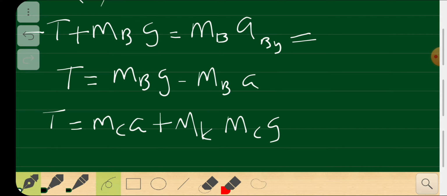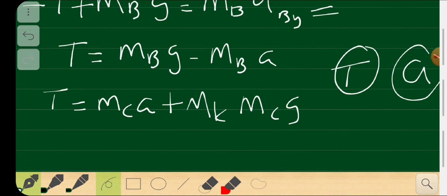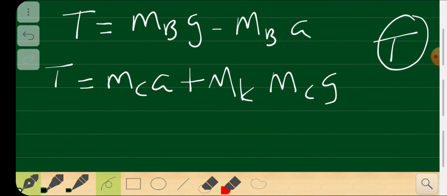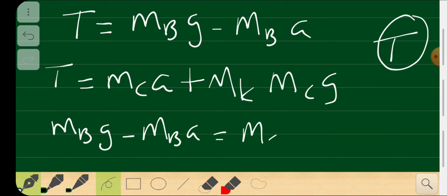Now I have two equations with two unknowns. The first unknown is T, I don't know T. The second unknown is a, I don't know a. Now I can substitute one into the other, based upon your choice. I'm substituting T here in the second equation. So you get mbg minus mba must be equal to mca plus mu k times mcg.